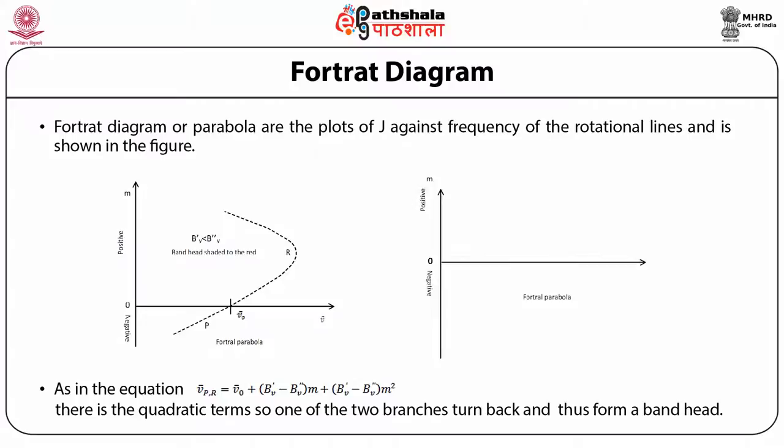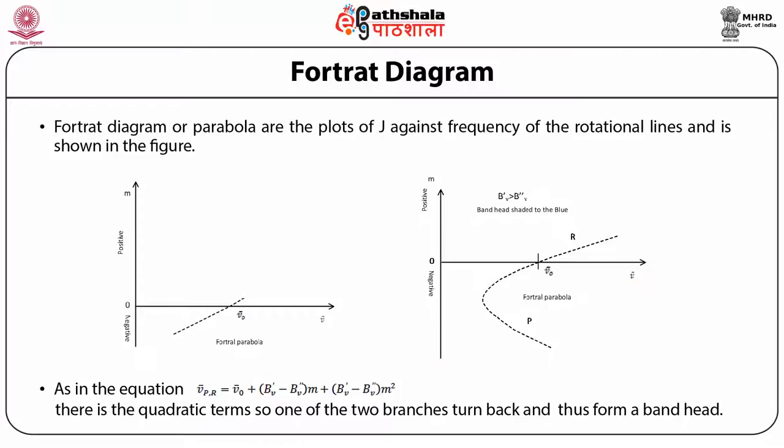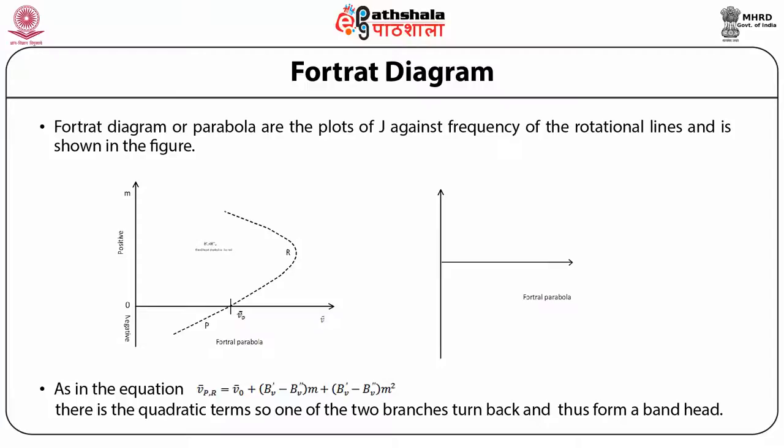In one case, when B′ν is less than B″ν, band head shaded to the red, while B′ν greater than B″ν, band head shaded to the blue. Considering B′ν less than B″ν, there are the linear and quadratic terms in the above equation for ν corresponding to P and R branch, and those have opposite sign for R branch, that is M equal to J plus 1, due to which the separation between lines goes on decreasing as the value of J increases. For a certain value of J, the quadratic term contribution exceeds the linear term contribution and the lines of the R branch turn back towards lower value of ν, that means higher value of the wavelength with the increase in J value.